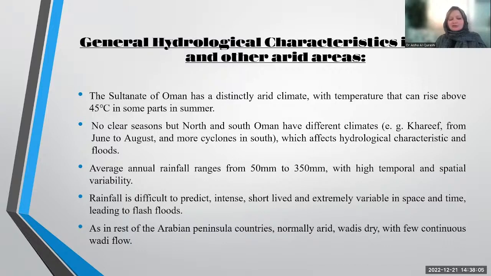The average annual rainfall in Oman ranges from 50 millimeters to 350, with high temporal and spatial variability. That's why we have to be very careful when we talk about one figure for the average rainfall, because it can be misleading. The rainfall is difficult to predict. It's very intense, happens in a very short time, and is extremely variable in space and time, leading to flash floods.